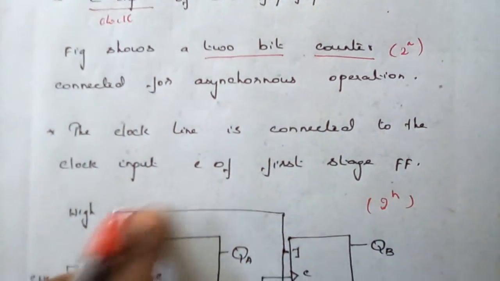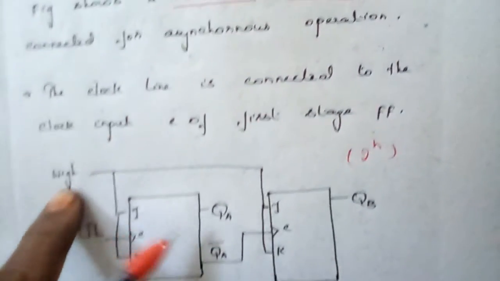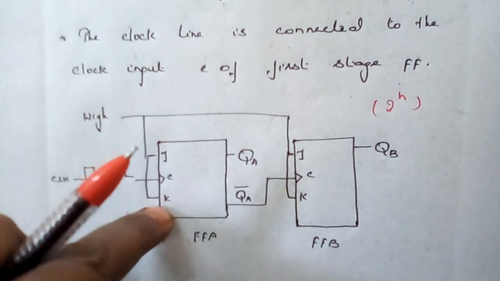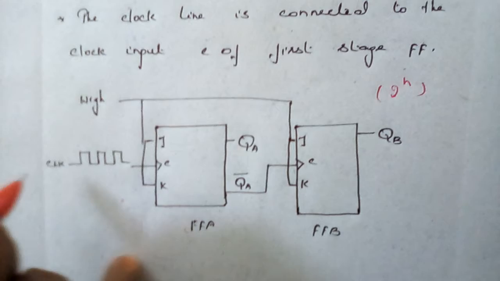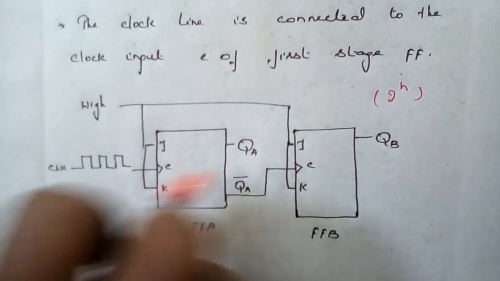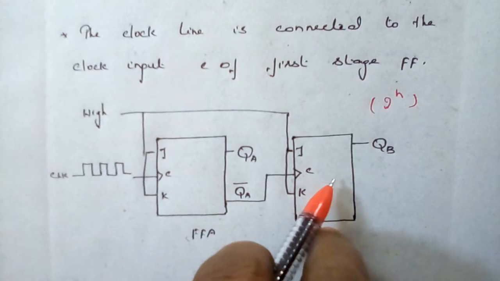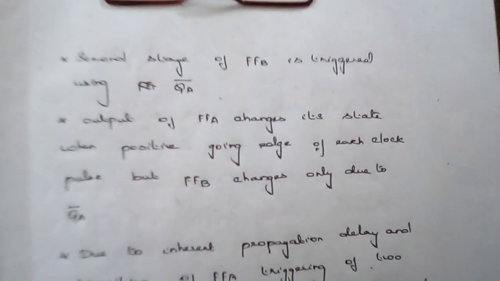And here we have taken two JK flip-flops in which the J and K inputs are connected to high. We already know from the truth table of the JK flip-flop that if both inputs are high, the flip-flop toggles. So the input is provided to the clock here, and the output of the first flip-flop is provided as the input of the second flip-flop, right? Coming to the first case, we are going to discuss the same circuit diagram in the next cases.